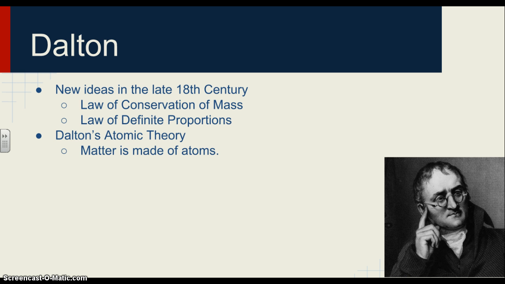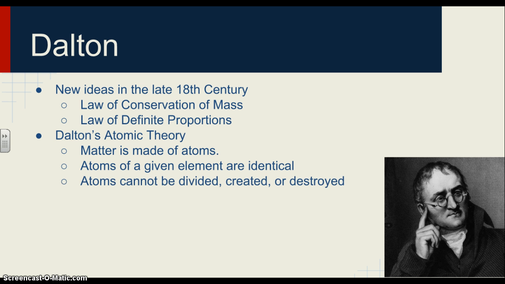Dalton's atomic theory, the explanation to fit these observations, remember that is what theory means, is that matter is made of atoms, these small little things that you can't break up anymore. Atoms of a certain element are identical, so any atom of carbon is like any other atom of carbon. All atoms of gold are exactly identical to each other, but carbon and gold are not like each other. Atoms cannot be divided, created, or destroyed.